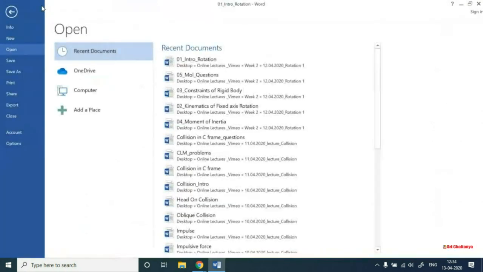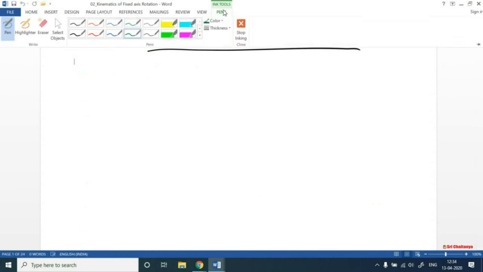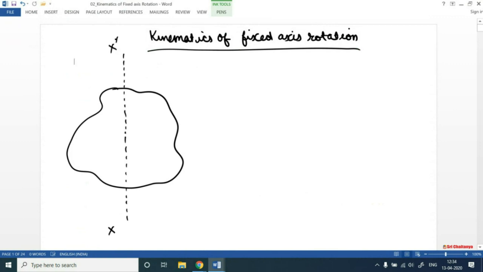Okay, so here, kinematics of fixed axis rotation. Let's start. Let's say we have a rigid body which is moving about a fixed axis. Let's say this is some x and this is x dash. So this rigid body is moving about the fixed axis x dash with some instantaneous angular velocity omega.